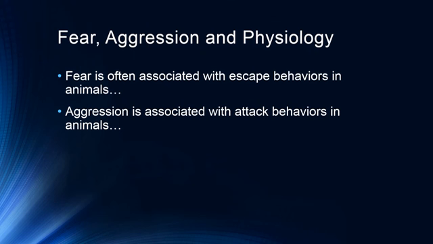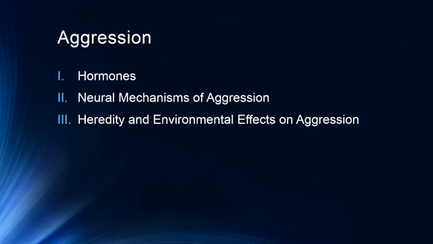We'll first talk about hormones and aggression because this seems to be one of the areas where there's a great deal of interest and a great deal of speculation about how hormones might affect aggression. We'll then talk about neural mechanisms of aggression, and then finally talk a little bit about heredity and environmental effects on aggression.